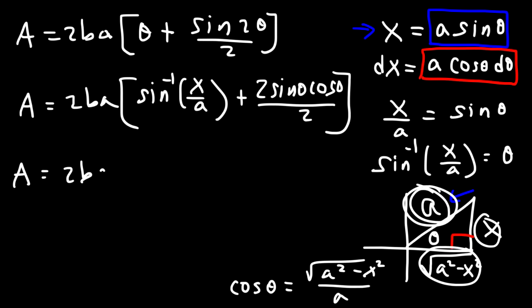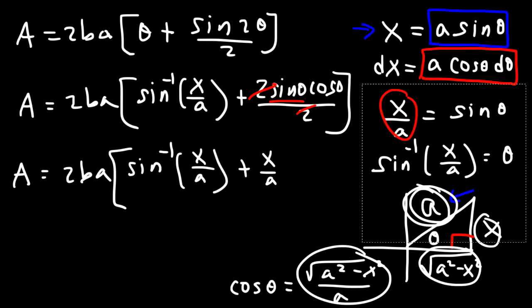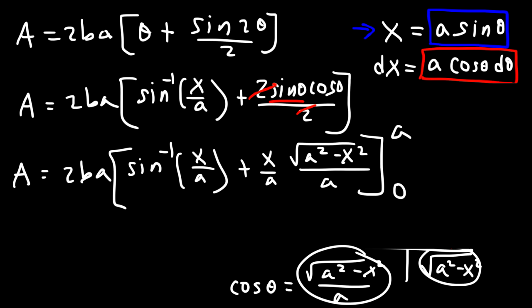So we have 2ba times arc sine x over a. And we can cancel the 2's. And then we have sine theta. We know that sine theta is x over a. And then cosine theta is what we have here. So that's the square root of a squared minus x squared over a. And now we're going to evaluate this from 0 to a, now that we have our x variable again.